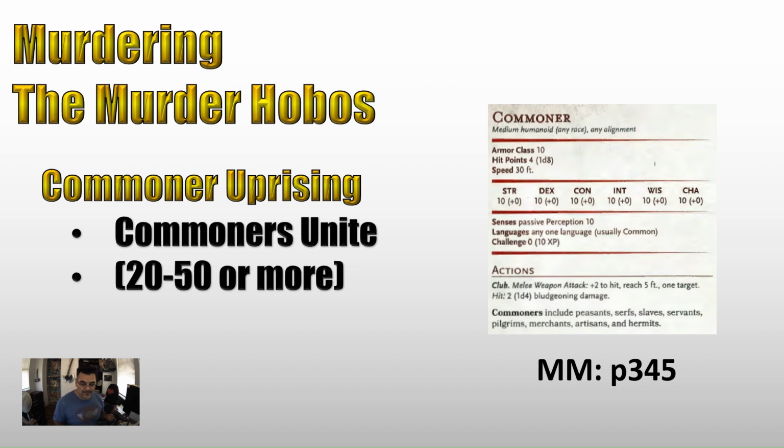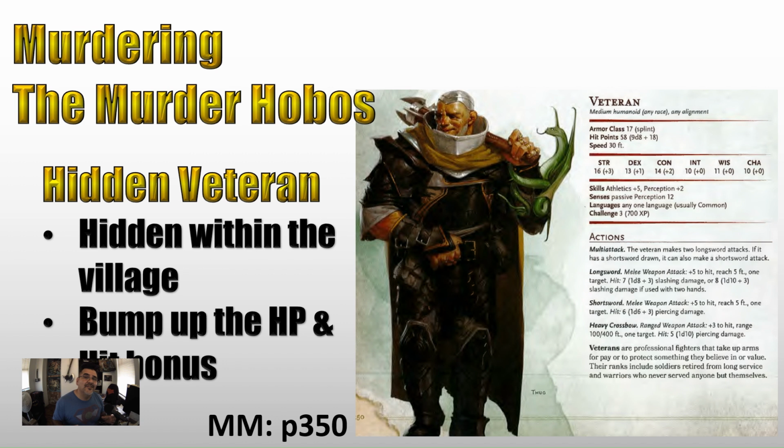Another thing we can do is, within the town, there's a veteran. He's retired. He's not interested in getting involved. But again, if that murder hobo decides to be a murder hobo, we're going to kill the murder hobo. What are we going to do? We're going to take that stat block in the Monster Manual, page 350. We can either double those hit points if we need, depending on the level that your characters are, or we can just unleash him as he is.